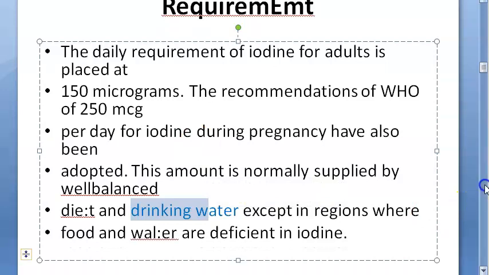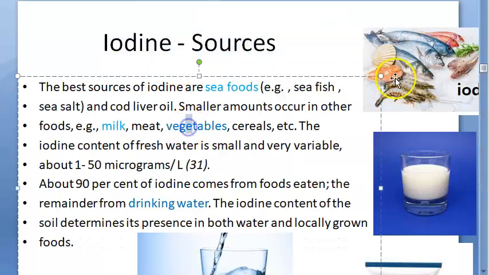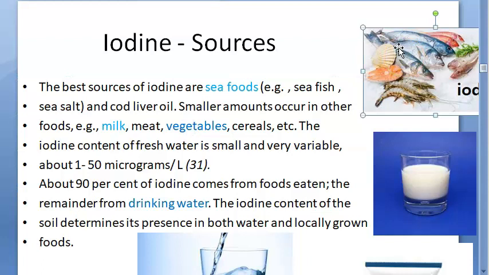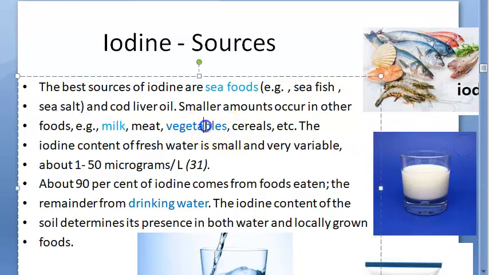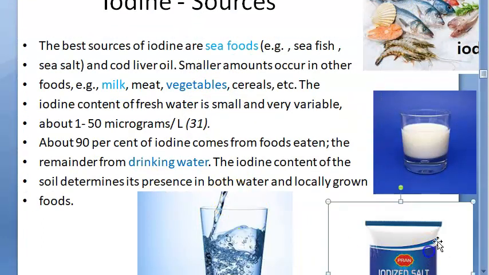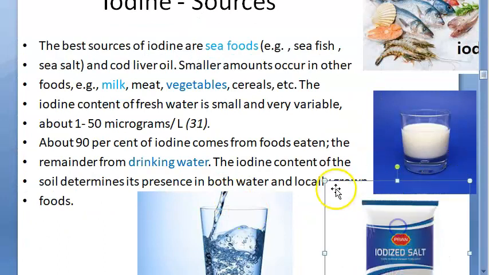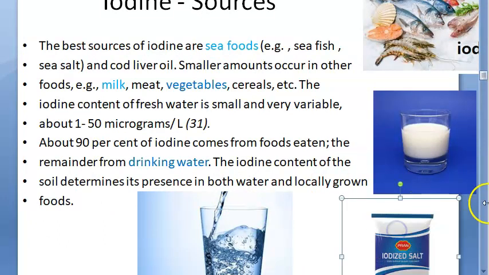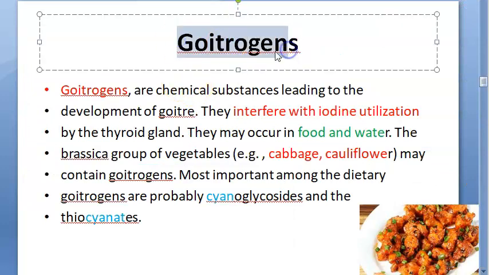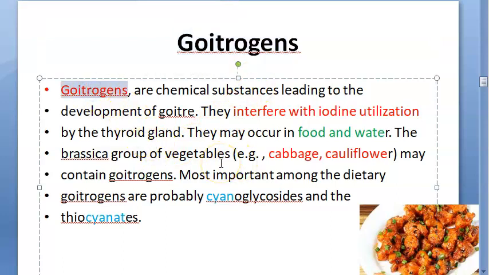Remember, in soil it is there, in drinking water it is there. The natural sources are seafood, milk, vegetables, drinking water. Now the government has introduced iodized salt, which can be a source of iodine for you, right? So goitrogens are things that will impair the iodine utilization by the thyroid gland. These goitrogens are cabbage, cauliflower, etc. The dietary goitrogens are cyanoglycosides and thiocyanates.